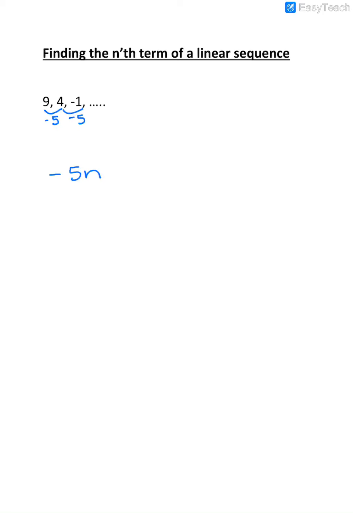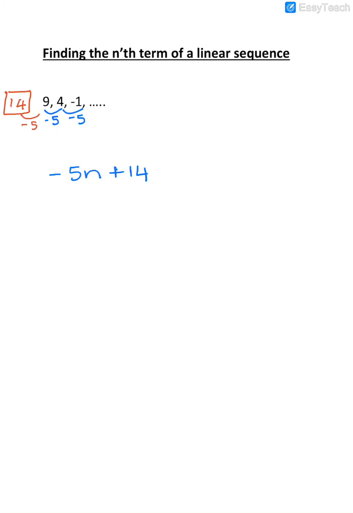-5n. And just as before, you then look at what should go before the first term so that the sequence still goes down by 5. And that, of course, would have to be a 14. So if you extend the sequence backwards by one term, that would give you a 14. So the nth term for this sequence is -5n plus 14.